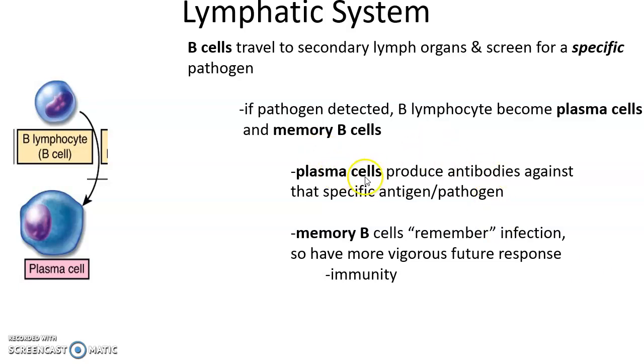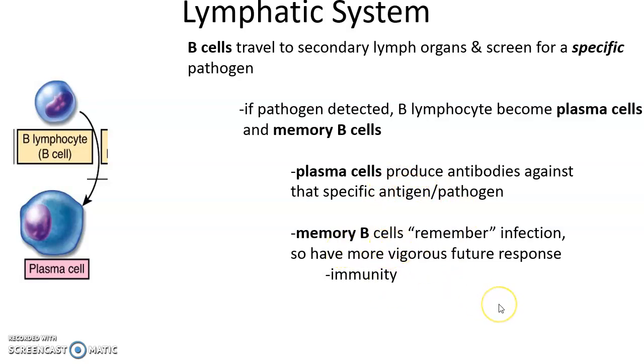The plasma cells produce antibodies against the pathogen. These are proteins that will go into the bloodstream. These antibodies will bind to a specific structure on the pathogen, a specific antigen on the pathogen. And that is just a structure on the surface of the infectious agent.